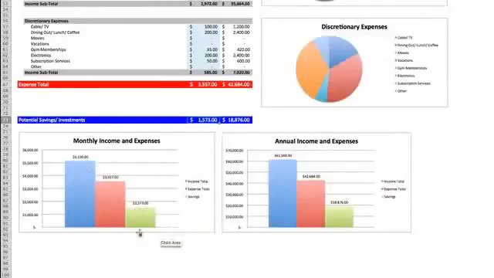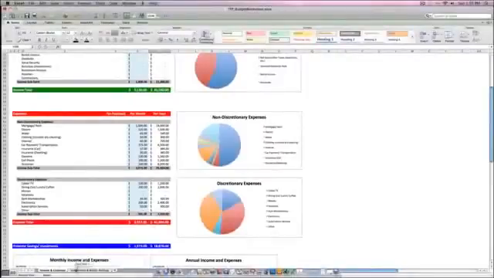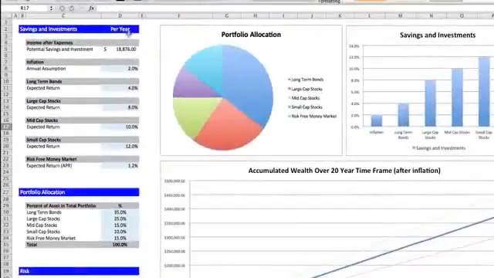Down here are some more graphic charts about your monthly income and expenses and your potential savings. And then I also calculated the annual for you just to give you an idea of where you are and how much money you spend on an annual basis. So after you're done calculating your income and your expenses and your potential savings and investments, you click on this tab down here. And what I did is I created a wealth builder investment type tab for you.